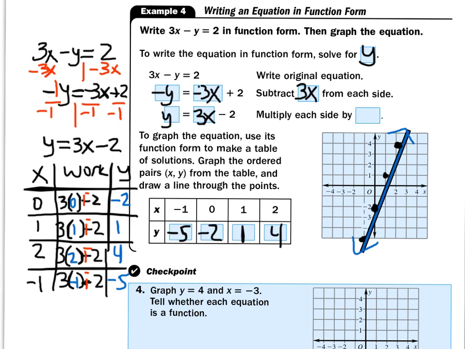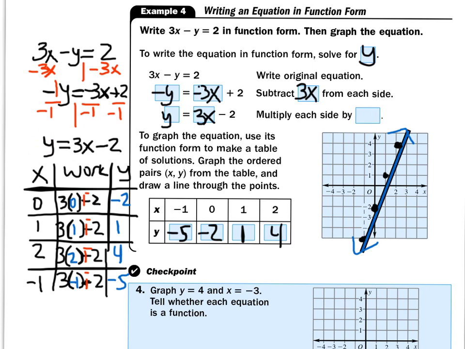So that gave me negative, and put in that invisible 1, negative 1y equals negative 3x plus 2. And now I circle my y, bring down the wall, and I have to get rid of that negative 1. Now the way to get rid of it is to divide by negative 1. But watch this. I have to divide each term by negative 1. And so that would give me y equals, and then negative 3x divided by negative 1 is positive 3x. And then 2 divided by negative 1 is negative 2. So the equation is y equals 3x minus 2.